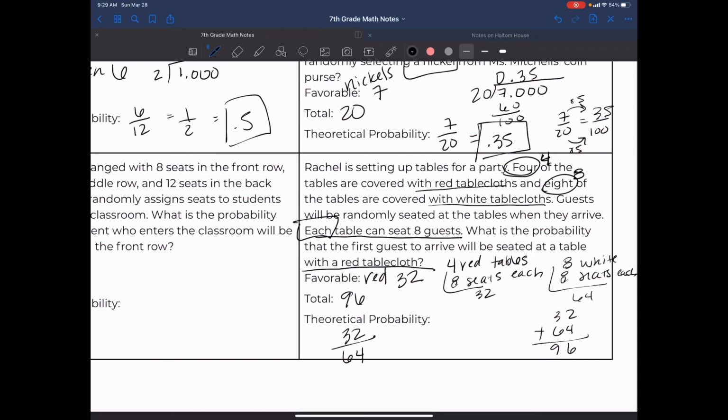I could actually see that they're both reducible. Reducible, is that a word? Simplified by 8 can go into both of them. So I'm just going to reduce them both by 8. Sorry, guys. I'm a math teacher, not an English teacher.